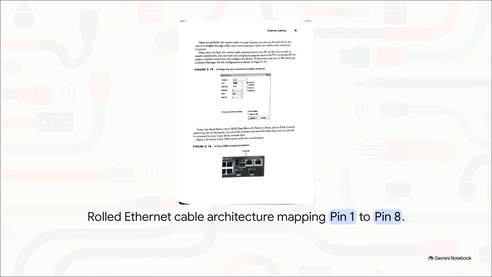Now, here's a crucial point to remember. Not all RJ45 cables are actually built for Ethernet data traffic. Take a look at this rolled cable architecture. It completely reverses the pins across the board. Pin 1 connects to pin 8, 2 connects to 7, and so on. You absolutely do not use this to pass regular network data. Instead, it's specifically designed to give a PC a serial console configuration connection directly to a router or switch. Think of it as your administrative backdoor key to manage the hardware itself.